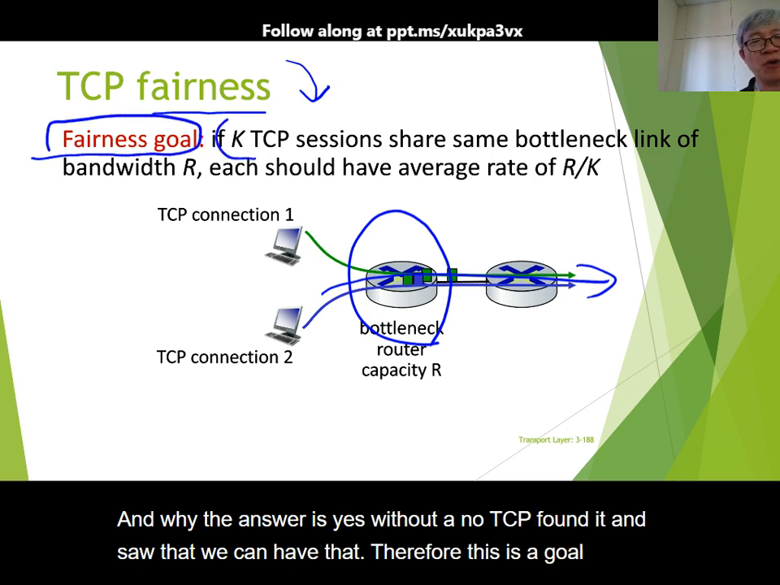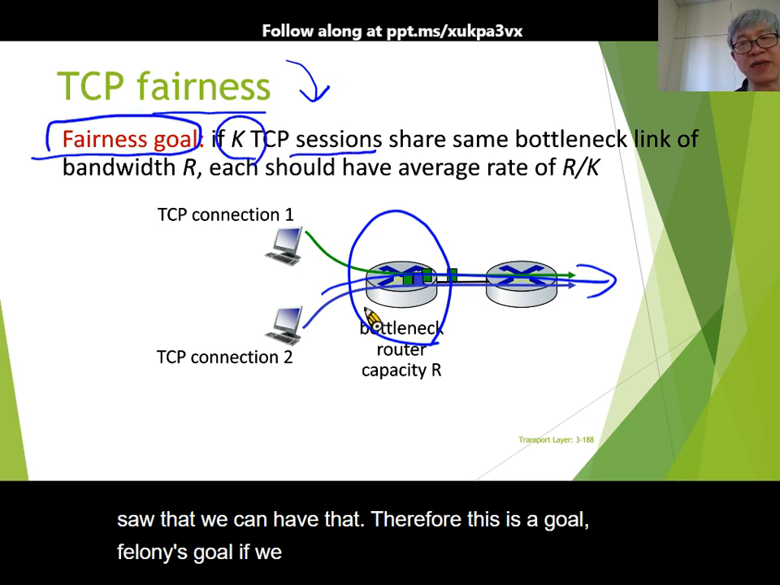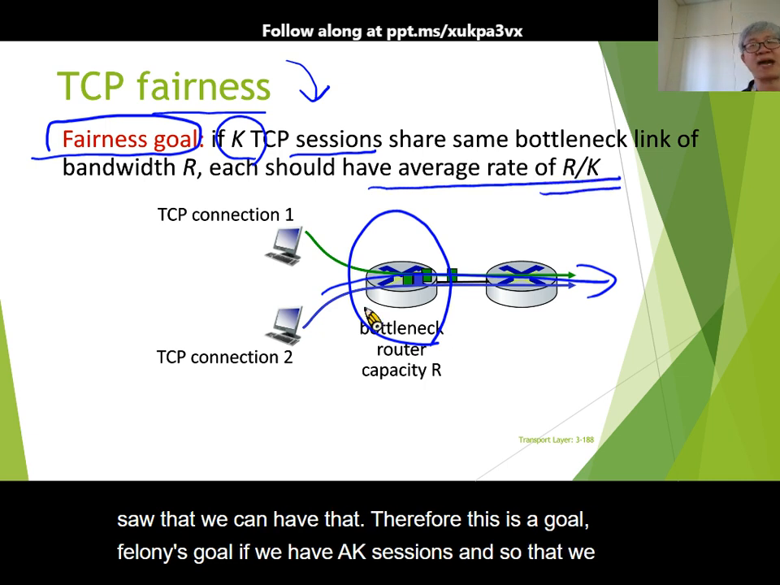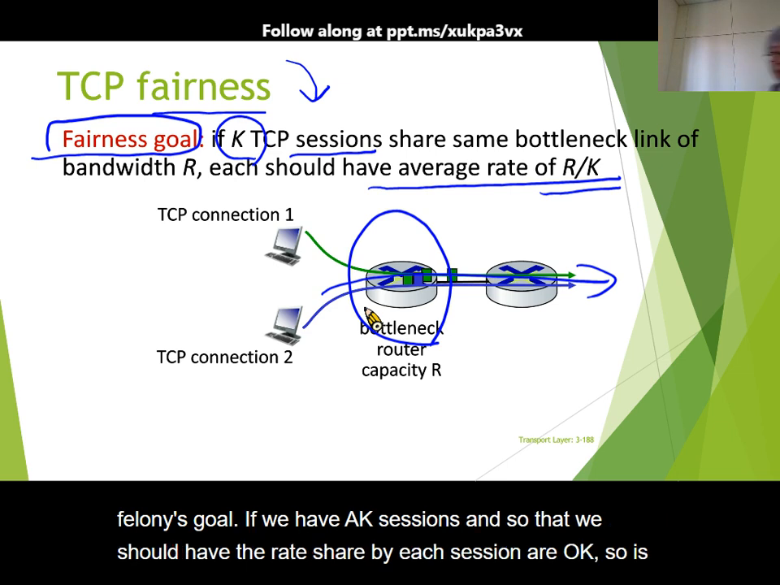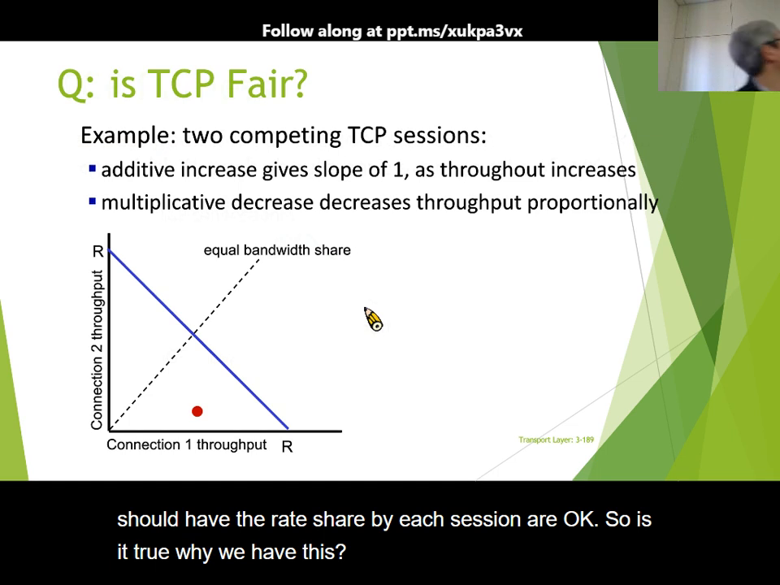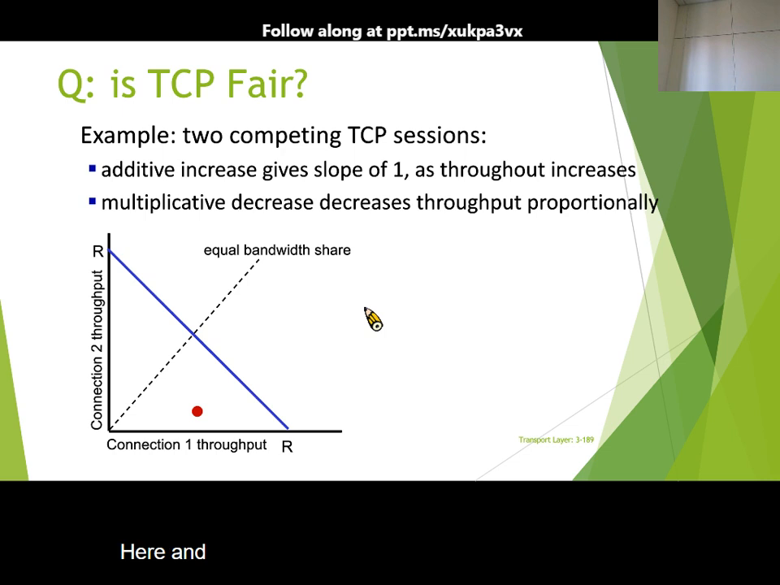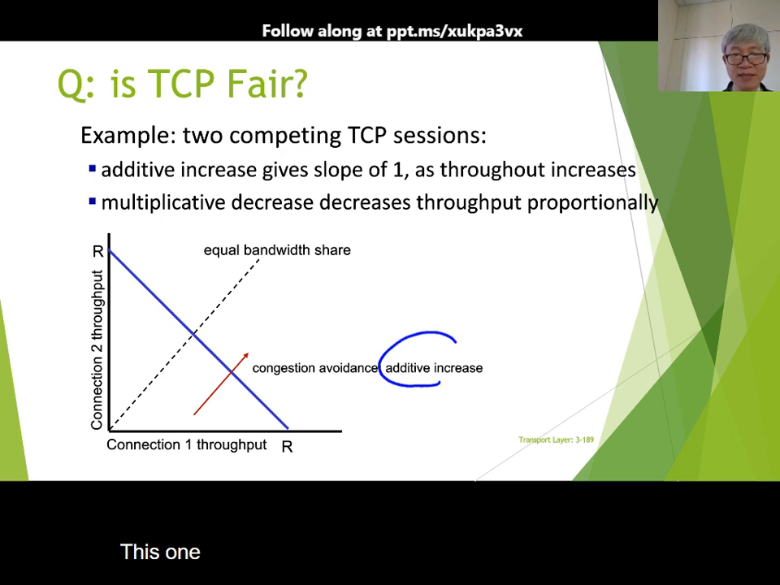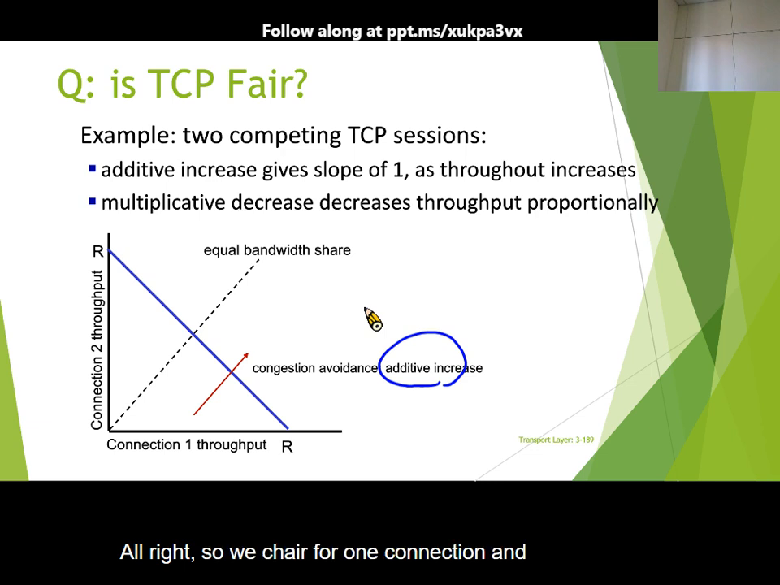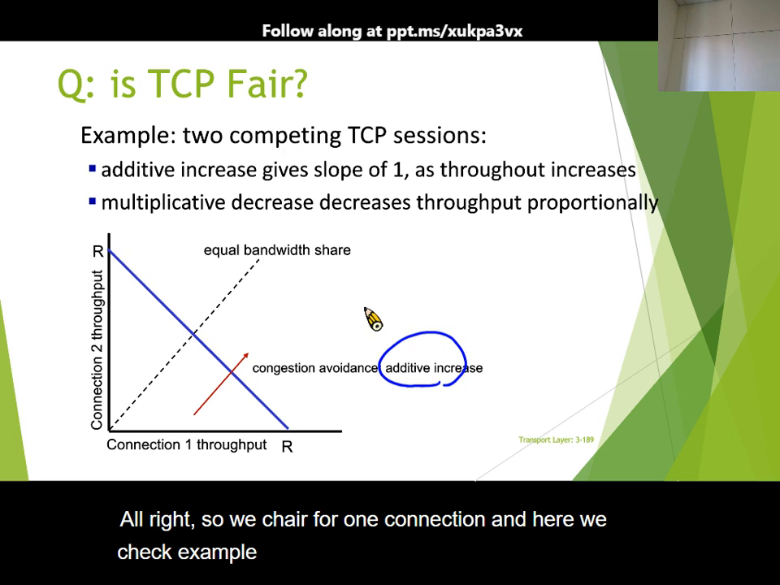Fairness goal: if we have K sessions, then the rate shared by each session should be R over K. So, is it true? Why do we have this? Here, I go through quickly. This one is AI. Alright, so we check one connection, for example, connection 1. Likewise, the phenomenon can be observed similarly for connection 2.